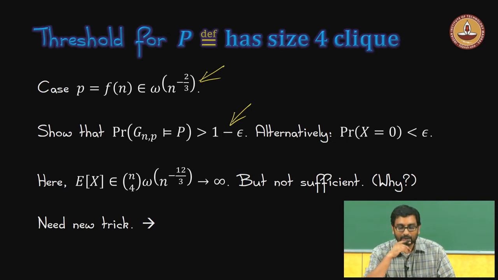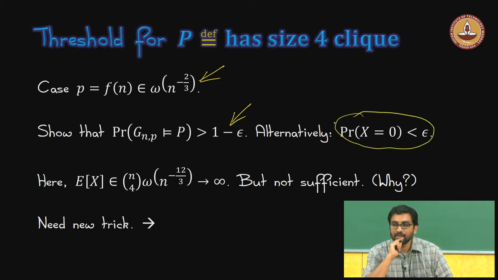Another way to prove this is just the opposite: the probability that X equals 0 is at most epsilon. This is the case where you do not see any 4 clique, in some sense the bad event in this context. The bad event is happening with less than epsilon probability. Okay, so let us see.